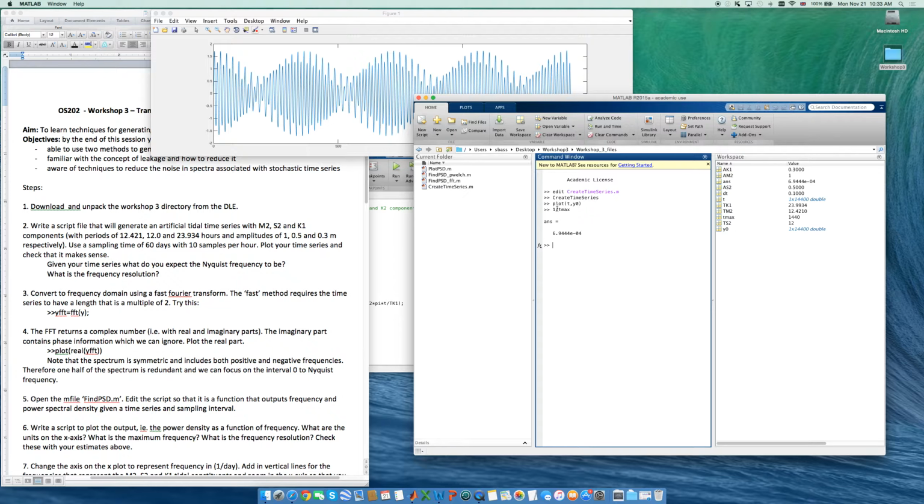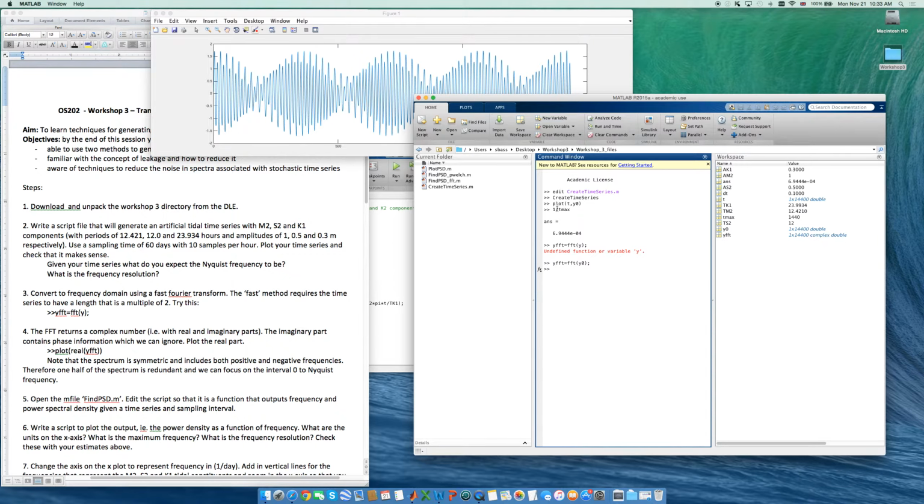Okay, so it now says step 3, convert to frequency domain using a fast Fourier transform. So I'm just going to show you what the Fourier transform does. Try this: yFFT is equal to FFT of y. Use a semicolon at the end so it doesn't, oh, sorry, we called it y0, didn't we? Oh, no, y0.